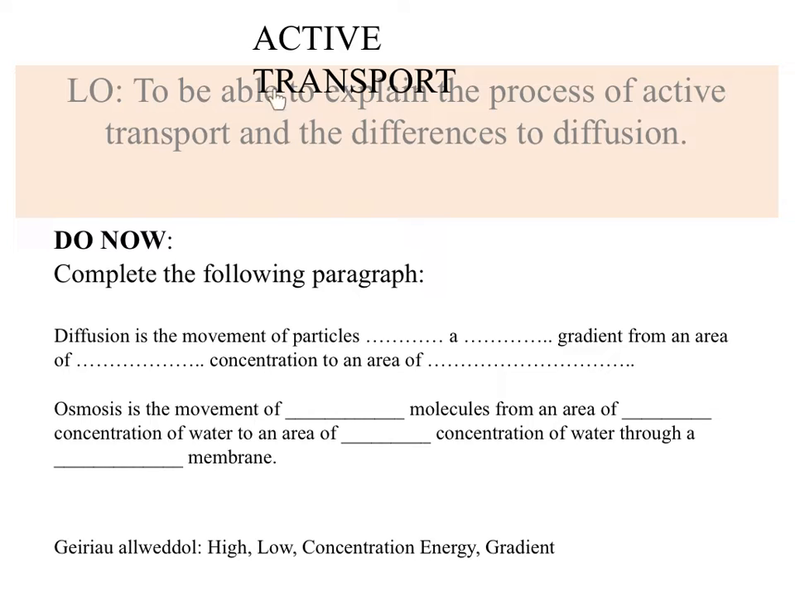So the title is active transport. The learning objective: to be able to explain the process of active transport and the differences to diffusion. So that's what we're going to learn today. Keywords down the bottom: high, low, concentration, energy and gradient.